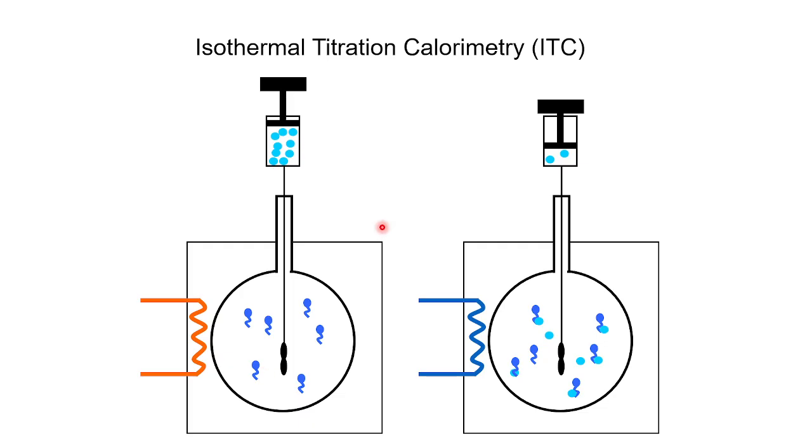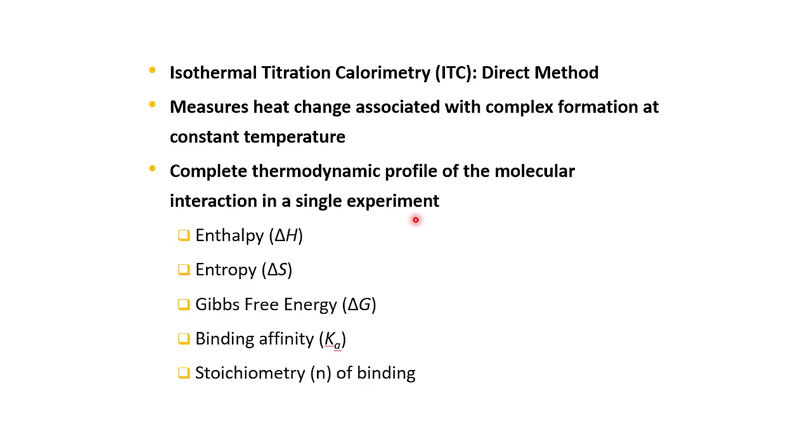So isothermal titration calorimetry. Why is it so? Titration because you're titrating the protein versus the ligand, or the ligand versus the protein. Why isothermal calorimetry? Because there is no exchange of heat from outside. Only whatever heat has been generated due to binding needs to be calculated. Now when there is a binding of the proteins with the ligand, some amount of heat is generated, and that is detected in the form of a graph. So isothermal titration calorimetry is a direct method. It measures the heat change associated with complex formation at a constant temperature.